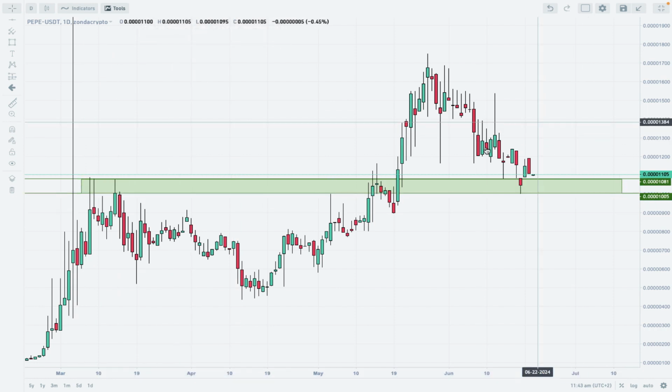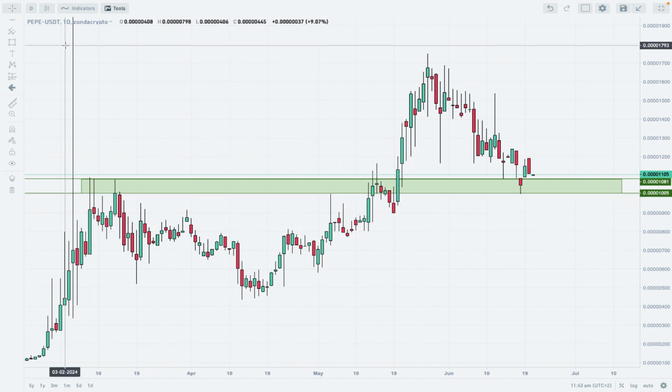So we got the demand zone, and the reason for that is of course that situation here, this spike to the upside, and then this spike here, a test, and then movement back up. Now that's the first thing.